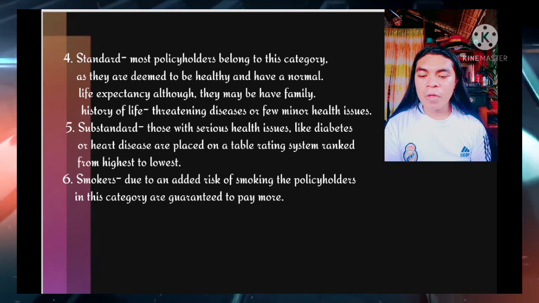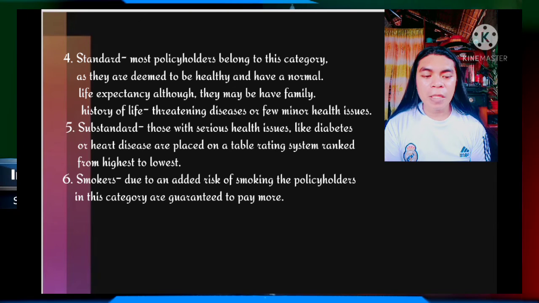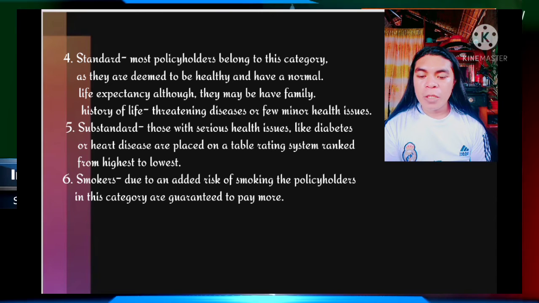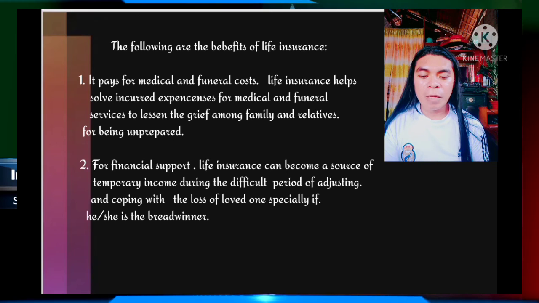Fourth, standard. Most policyholders belong to this category as they are deemed to be healthy and have a normal life expectancy, although they may have a family history of life-threatening diseases or a few minor health issues. Fifth, substandard. Those with serious health issues like diabetes or heart disease are placed on a table rating system ranked from highest to lowest. Sixth, smokers. Due to an added risk of smoking, the policyholders in this category are guaranteed to pay more.